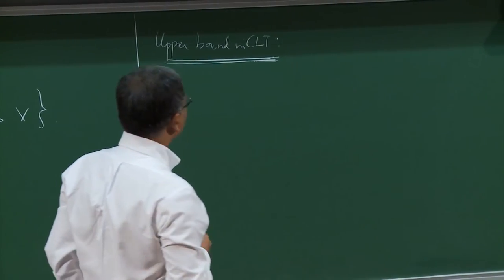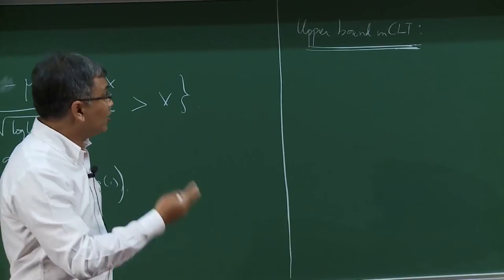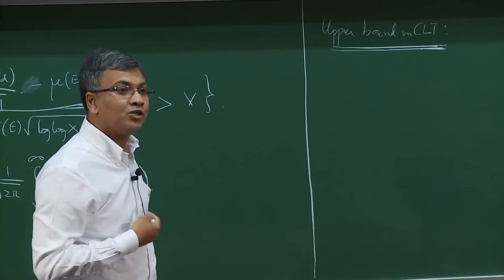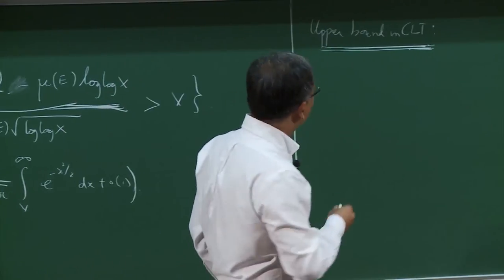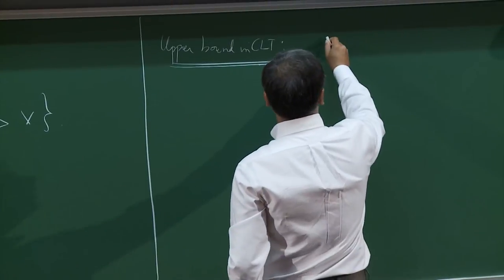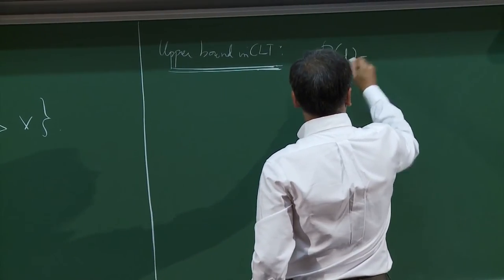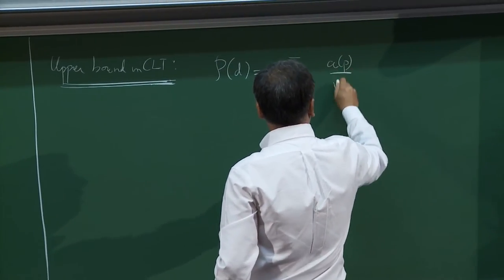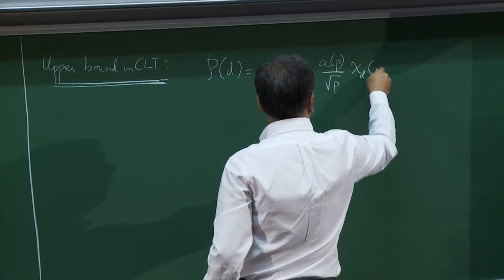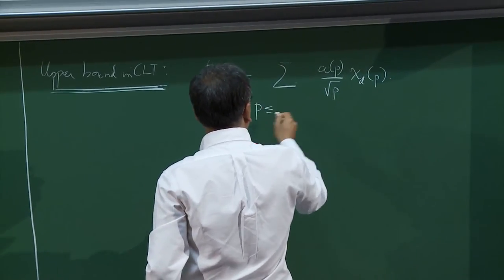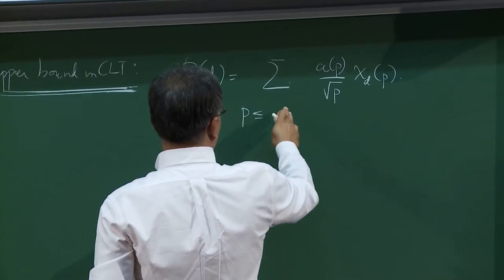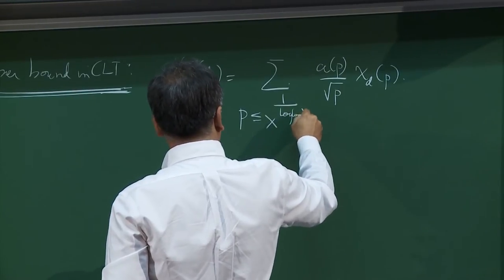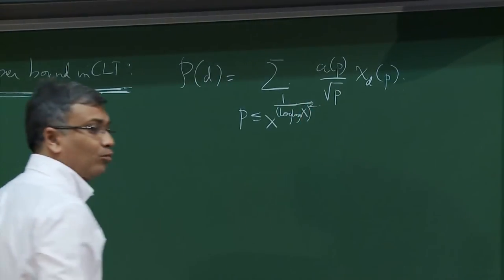In our discussion of Selberg's central limit theorem, I made the case that you can try to write down the logarithm of the zeta function and pretend that it's given by a Dirichlet series, and then compute moments of that Dirichlet series, restricted somewhere. So that's what we're going to do. I'm going to define P of D to be the sum of a_p over root p times chi_D of p, where p goes up to some small point, up to something like x to the 1 over (log log x) squared. So it's a very small power of x.